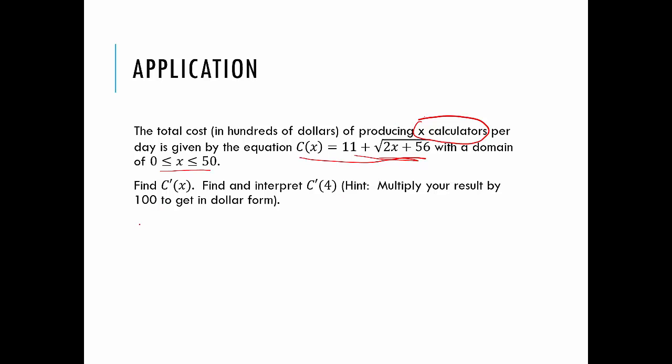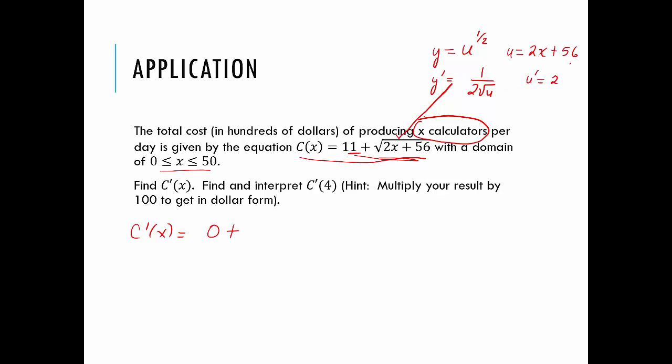All right, so C prime of x would be the derivative of 11, which is a constant, so that'd be 0, plus the derivative of this piece, which is going to be a chain rule. So I'm going to have y equals u to the 1/2, right? That's the same thing as the square root of u. And then u equals 2x plus 56. I already said you should get this one memorized, so you don't have to go through all those steps.